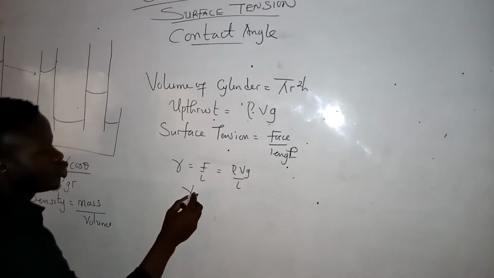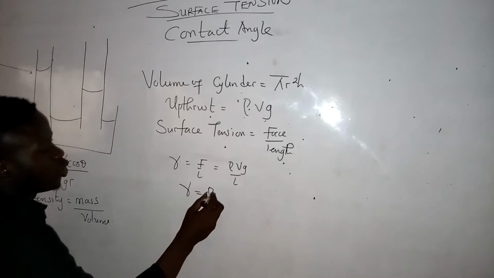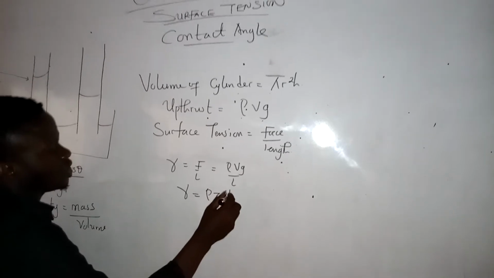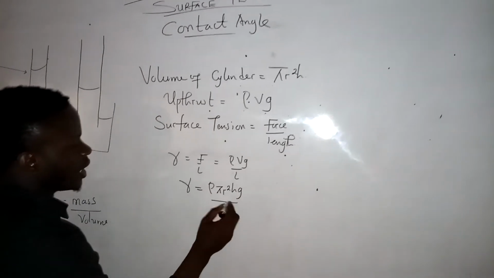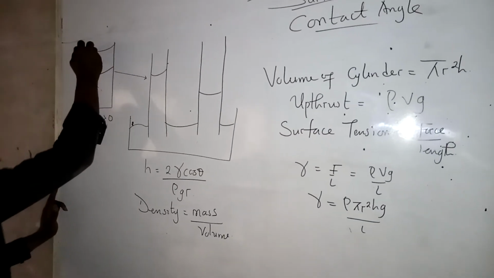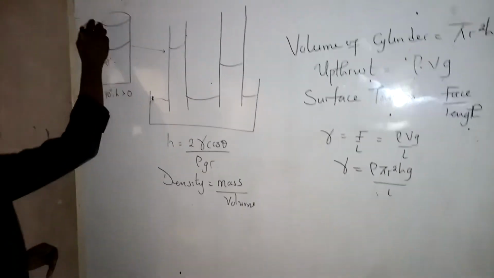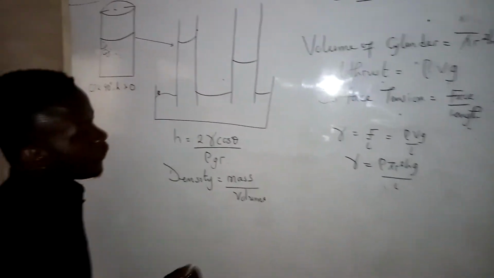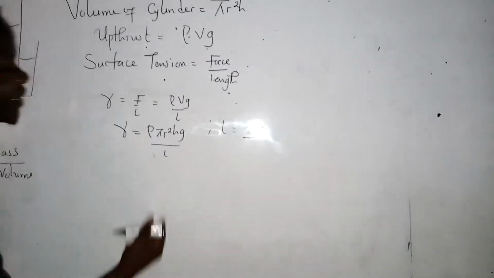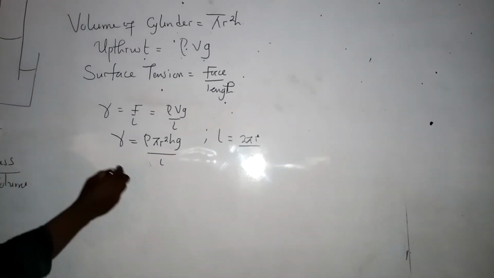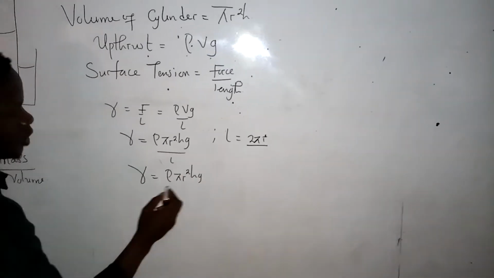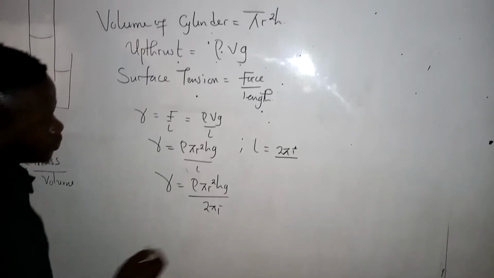We have rho to give us rho pi r square Hg, or the volume of cylinder, over length. Now the length here is talking about the circumference of this cylindrical shape. So the circumference L here will be 2 pi r. That is the formula for the circumference of a circle. So we have gamma to give us rho pi r square Hg all over 2 pi r.